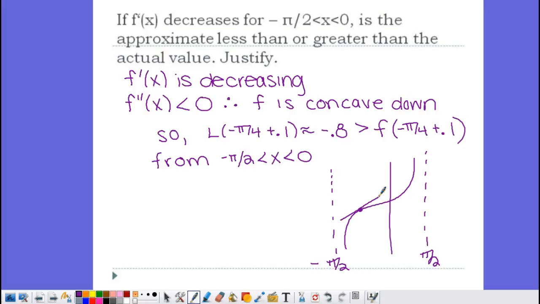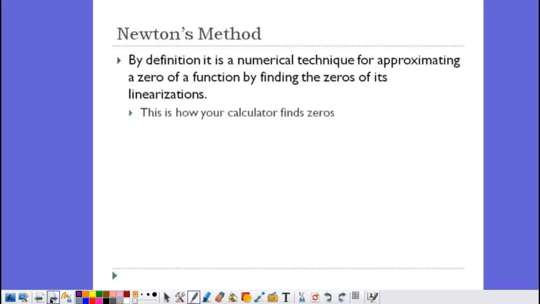All right, let's continue to the next part of our notes. I think I stapled your notes, Goofy. So Newton's method in your notes is the last 2 pages. Just go to the next page. Sorry about that.